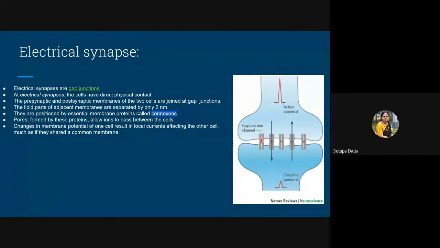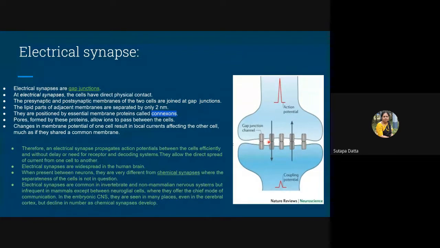These gap junctions are made by specific proteins. These proteins are called connexins. And you can see here, the lipid parts are very close to each other and the space is very small. It is only 2 nanometer distance. And the pores, which are formed by the connexins, allow the easy movement of ions between the cells.